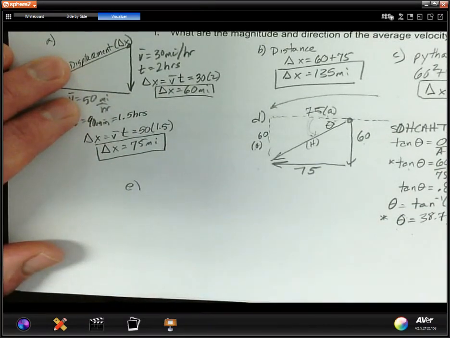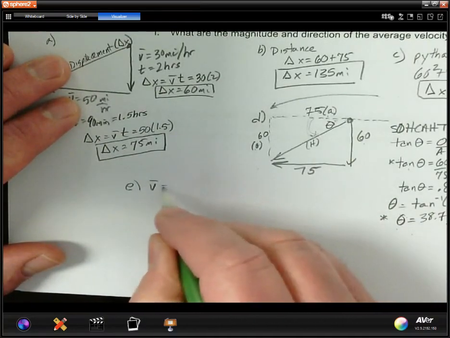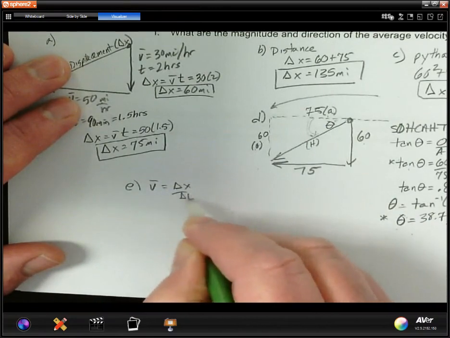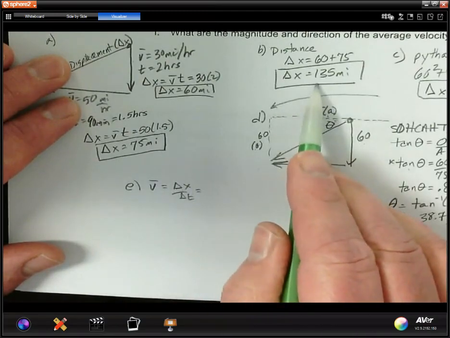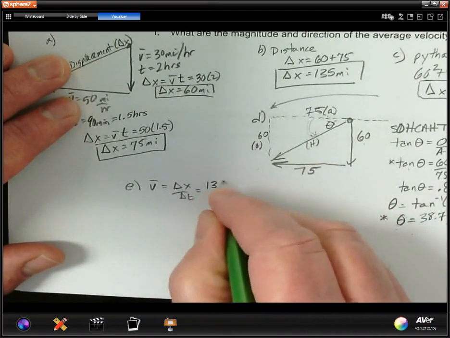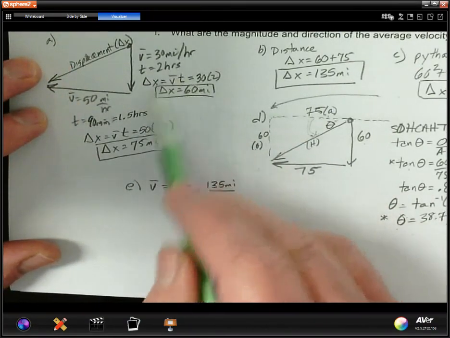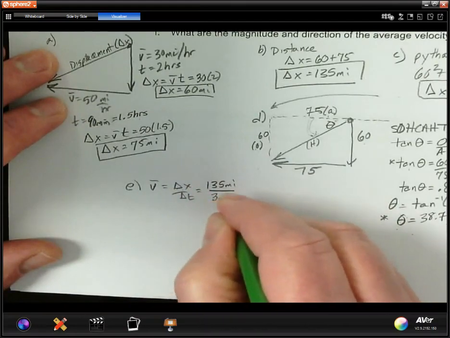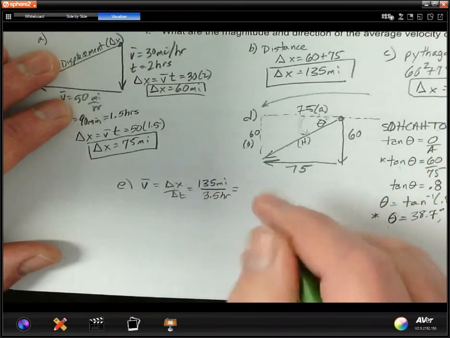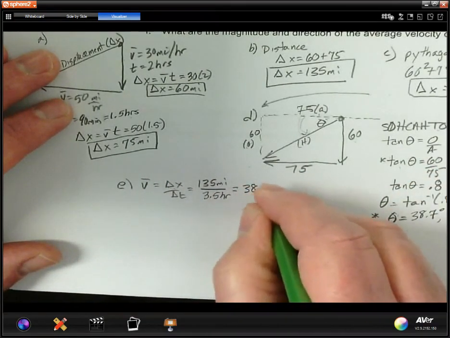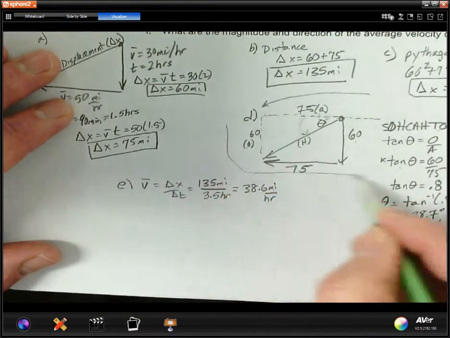All right, E. Okay, what is the average speed of the boat? So for average speed, I'm going to do delta x over delta t. But I have to do distance on top. So my distance back here was 135. So 135 miles over, and my time is 2 hours plus 1.5 hours is 3.5 hours. And when I calculate that out, I get 38.6 miles per hour. So I did that part there.